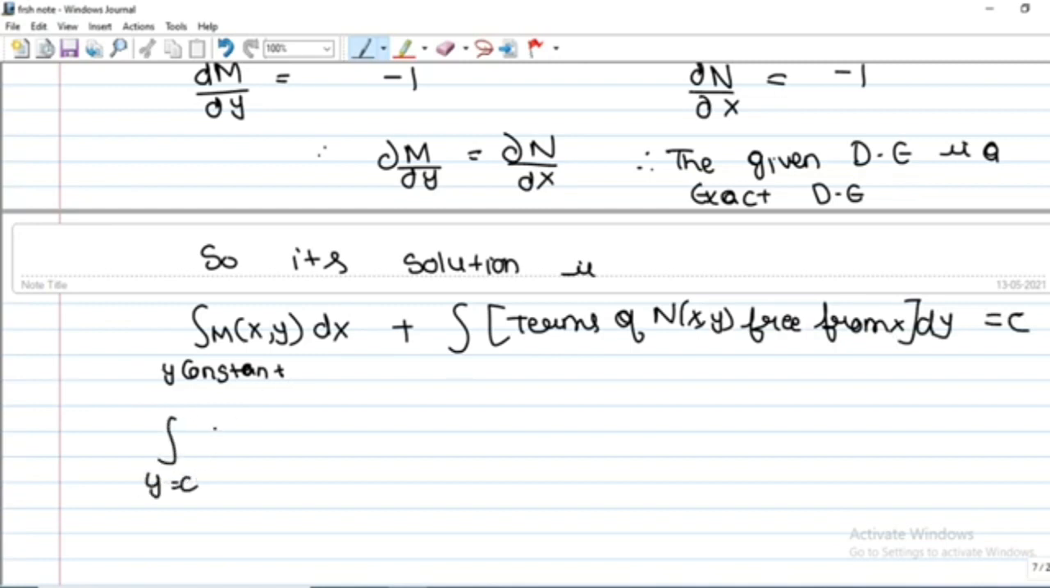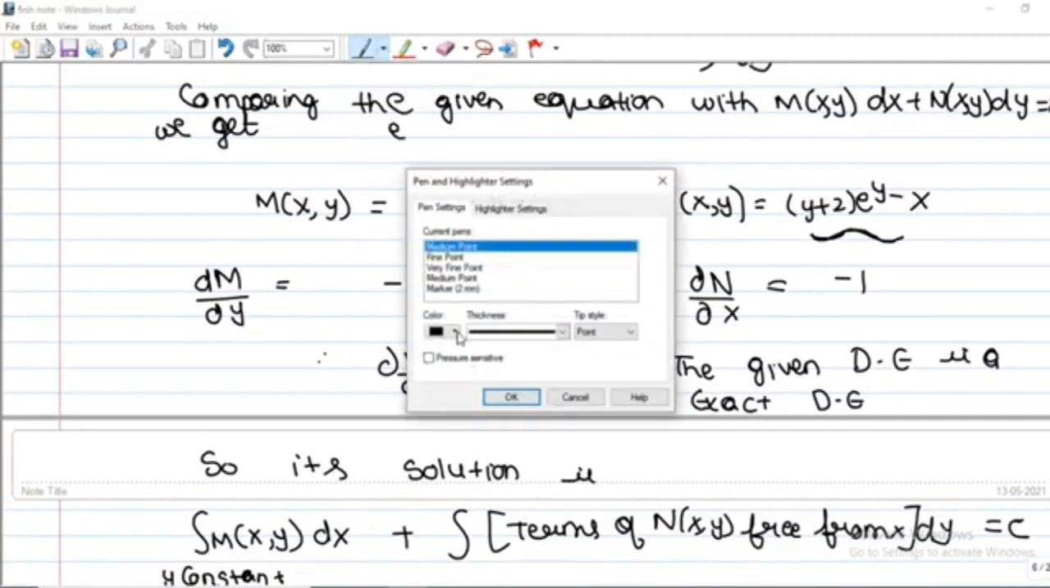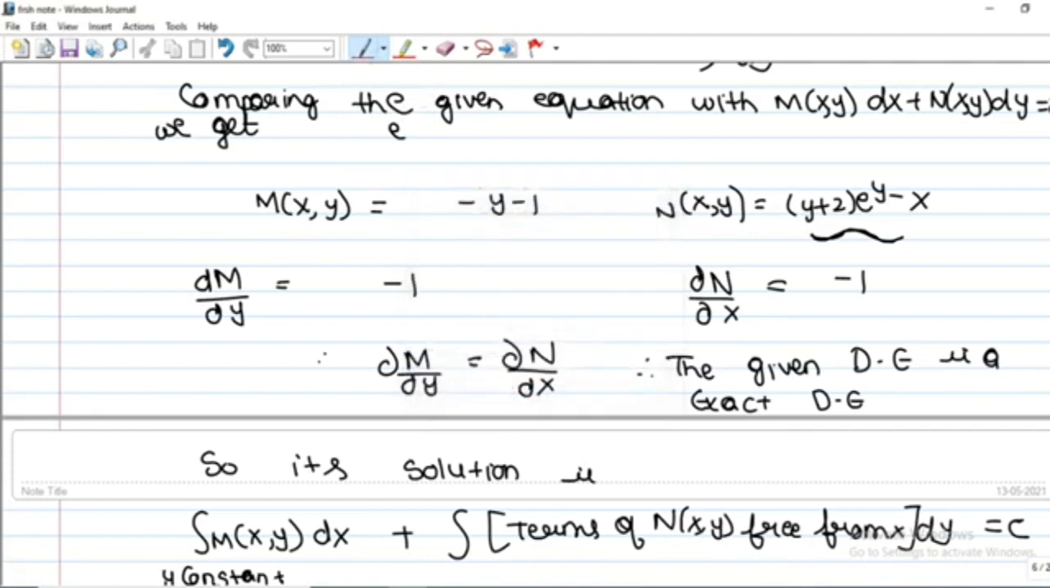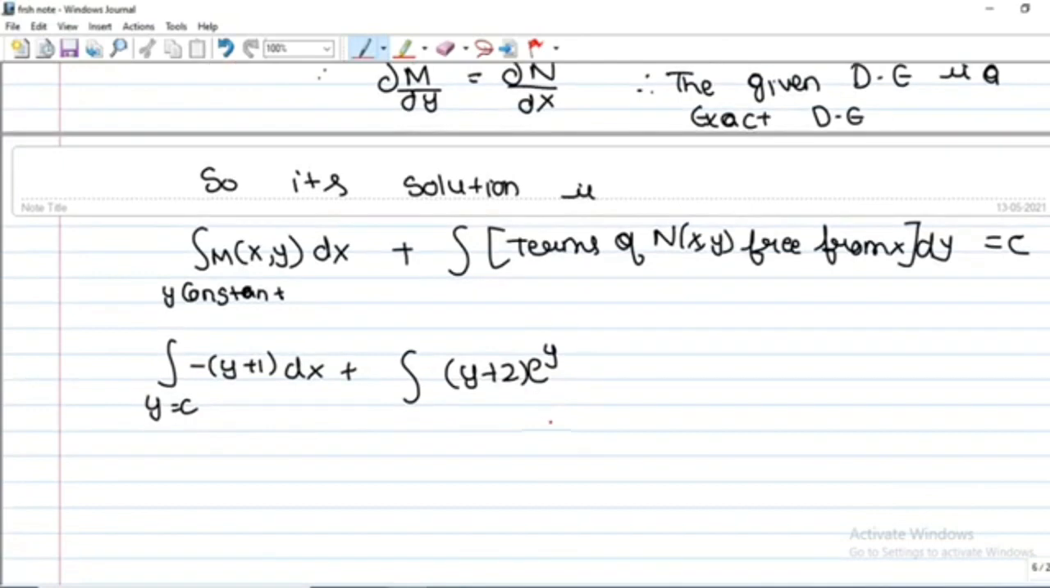I will just write c. So here if I substitute, I have M of x comma y as minus y plus 1 dx, plus the integral of this, which will give me y plus 2 e power y, because we want terms free from x. So here it is the only term which is free from x. So you can make out that this is the only term which is free from x, so we will not use any other term. We will not consider this term because this is not free from x. So this is the only thing that will be there.